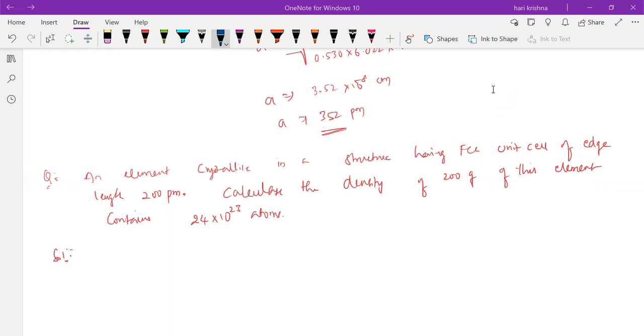So the answer is 41.67 gram per centimeter cube. Yeah, correct. Good. Exactly how much you got? 41 point? 67, sir. Yeah, correct.